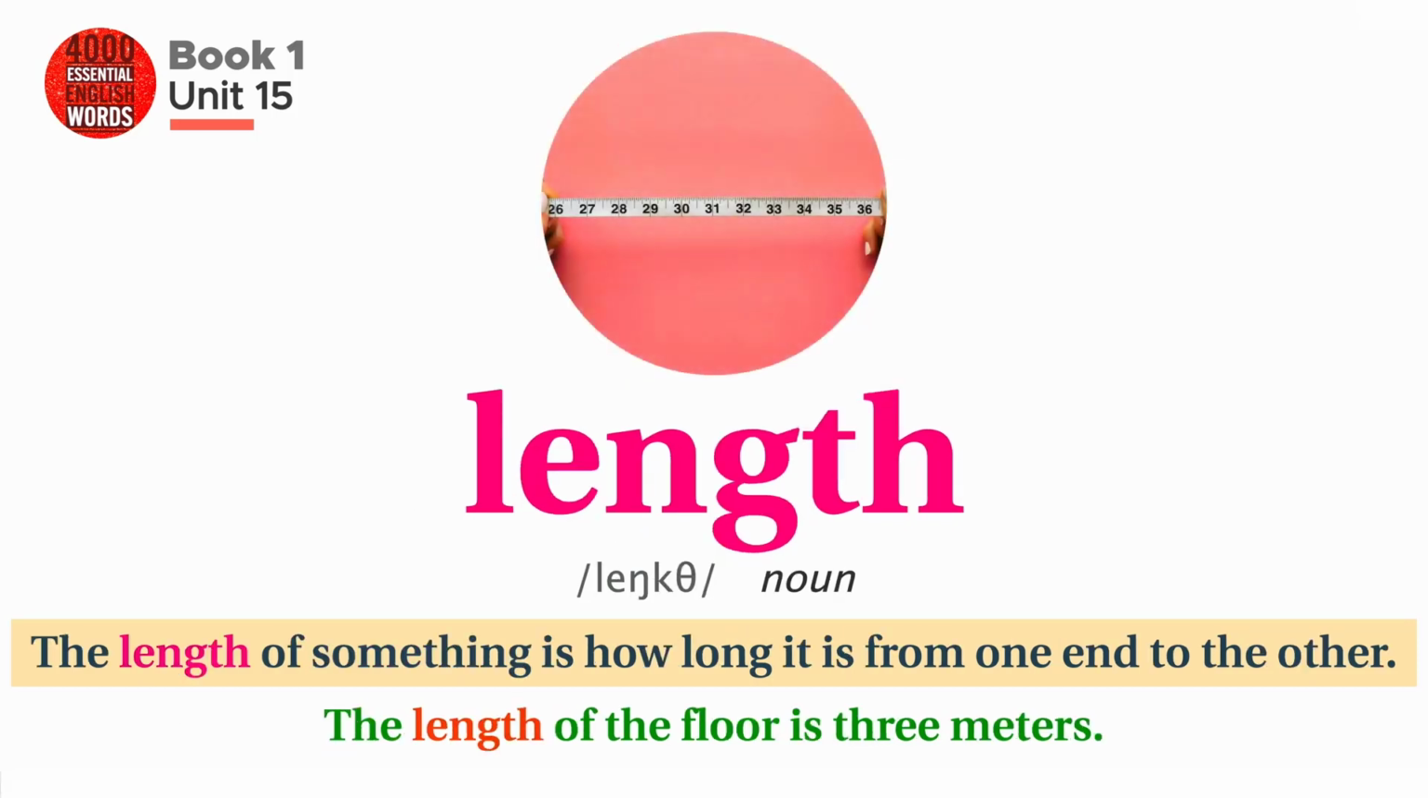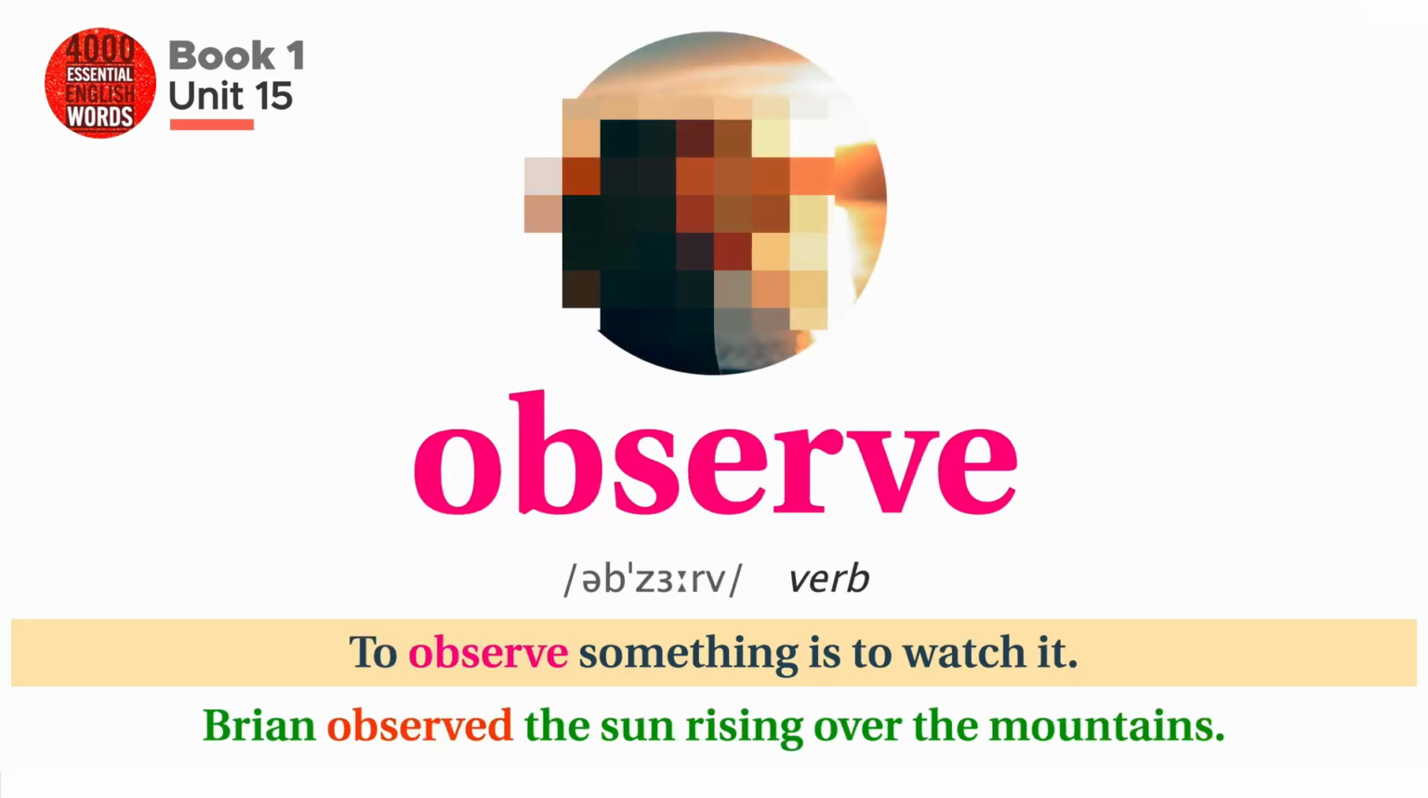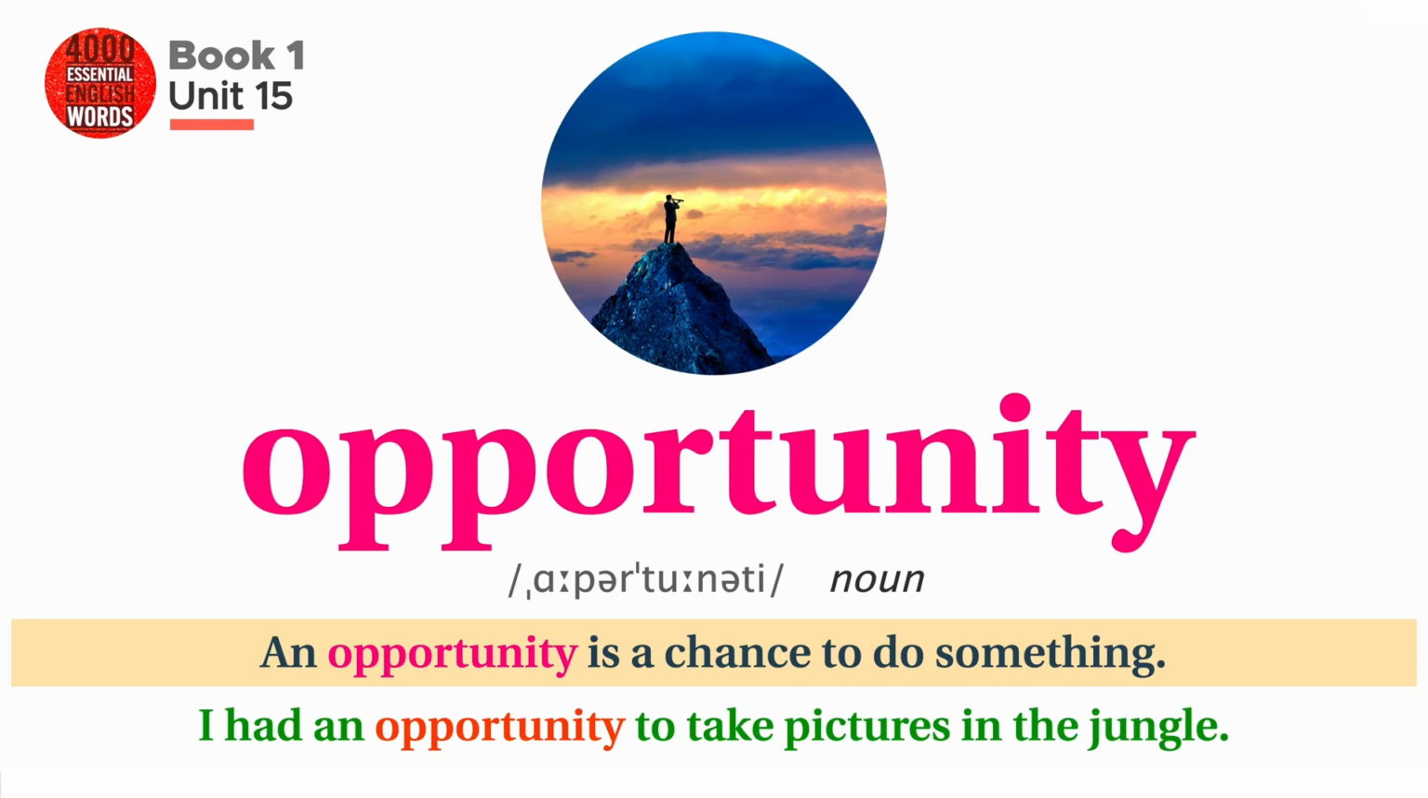Length. The length of something is how long it is from one end to the other. The length of the floor is 3 meters. Mistake. A mistake is something you do wrong. My boss always yells at me when I make a mistake. Observe. To observe something is to watch it. Brian observed the sun rising over the mountains. Opportunity. An opportunity is a chance to do something. I had an opportunity to take pictures in the jungle.